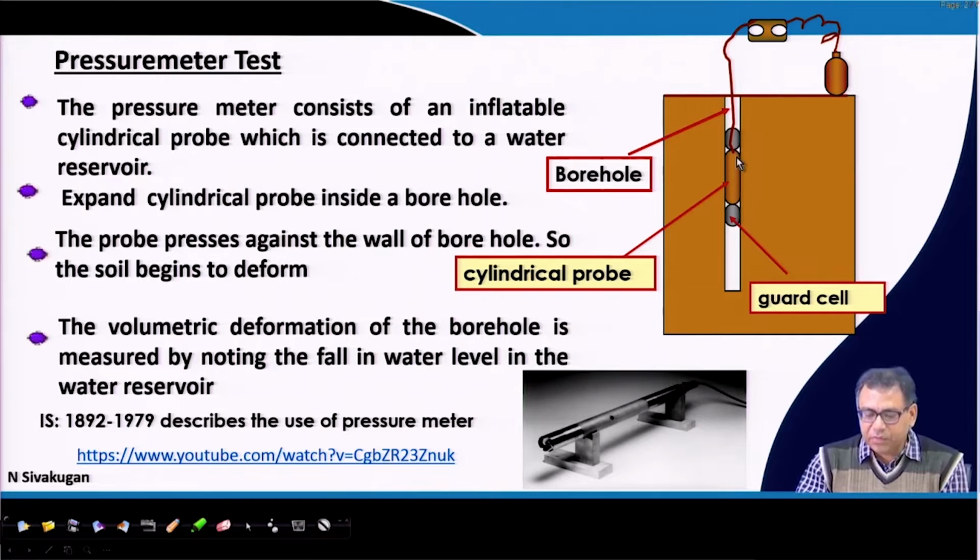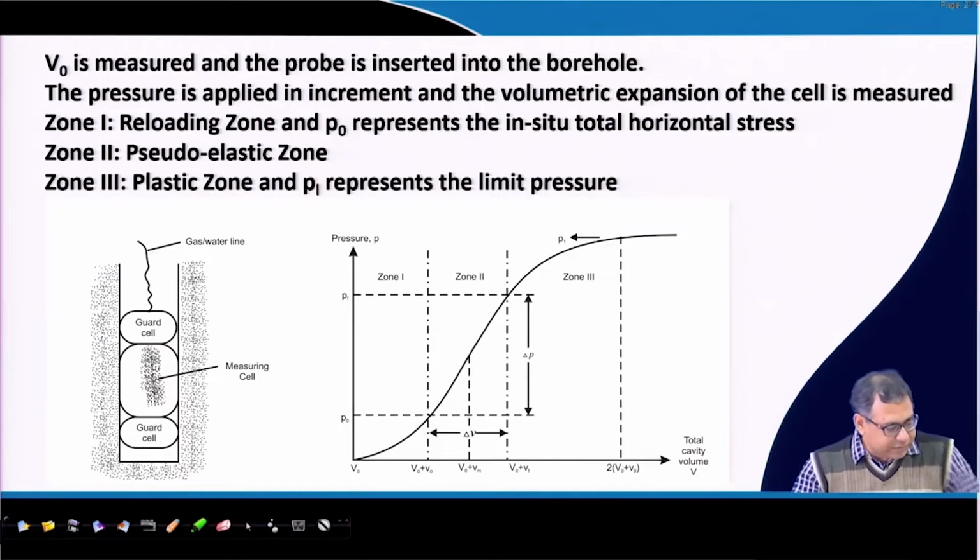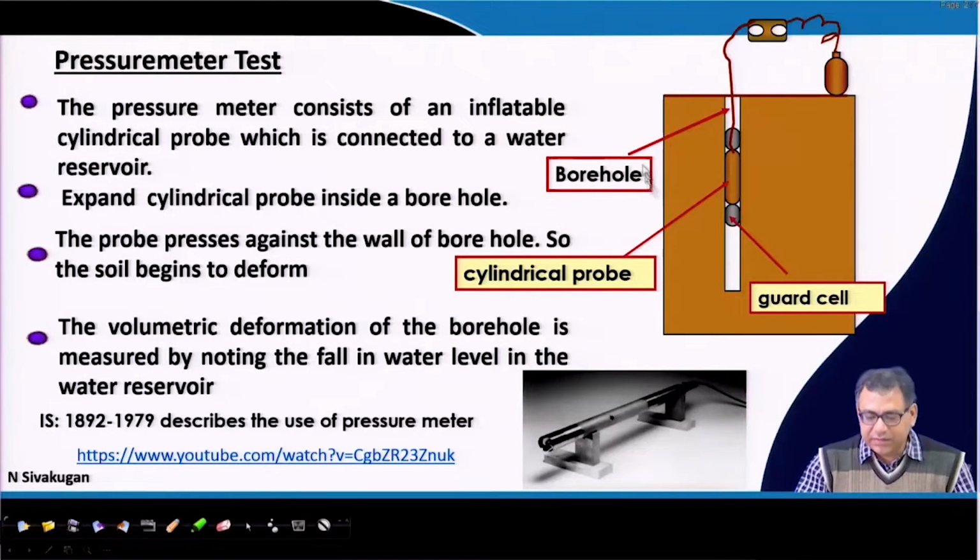That means this probe can expand when we apply the water pressure. So, we apply the water pressure, then the probe expands and we measure the volume change. This is the mechanism by which we can measure the properties. We apply the pressure, the probe expands, and the soil starts to deform. Then we measure this expansion and the corresponding pressure, that is, the volume expansion.